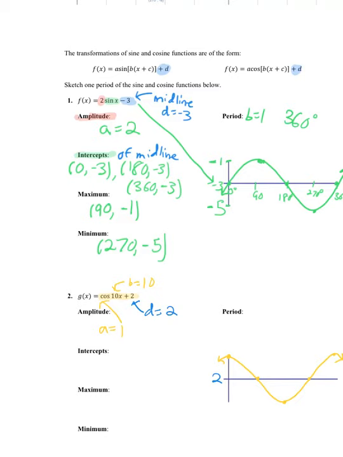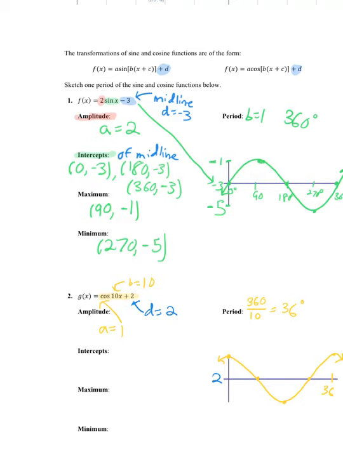Since b equals 10, my period is 360 divided by 10. 360 divided by 10 is 36. So this is where it gets a little bit trickier now. I know this function is going to end one period at 36.